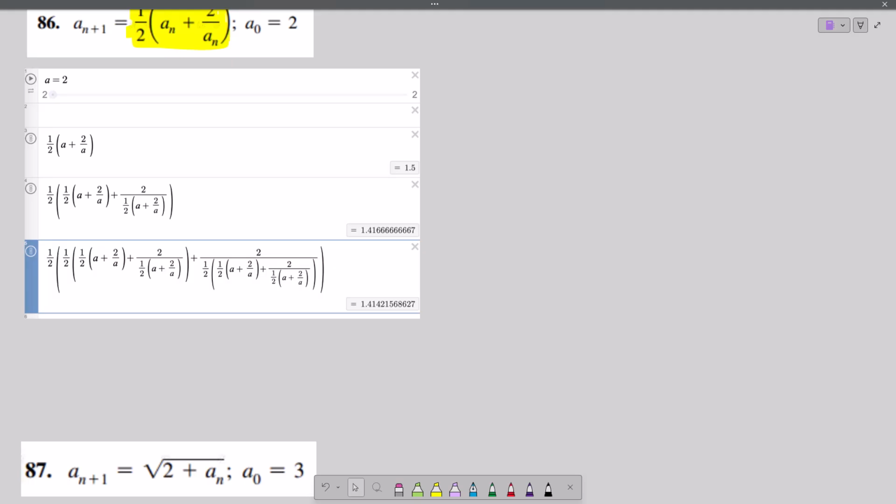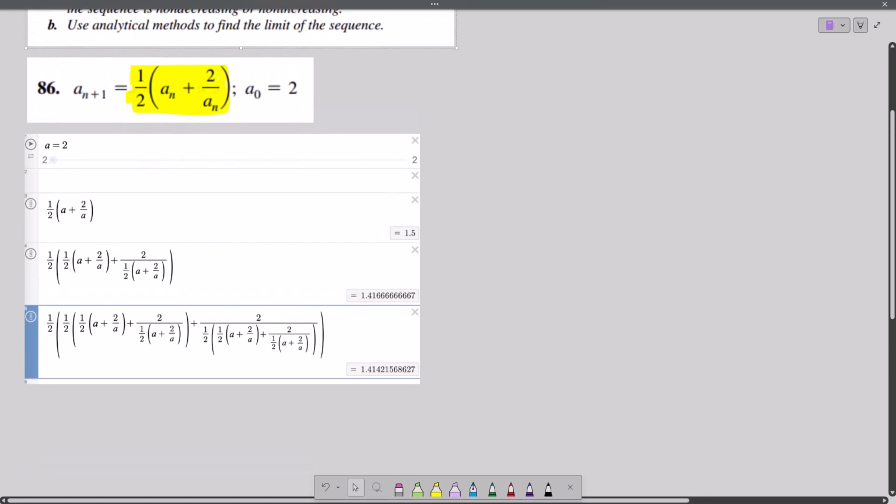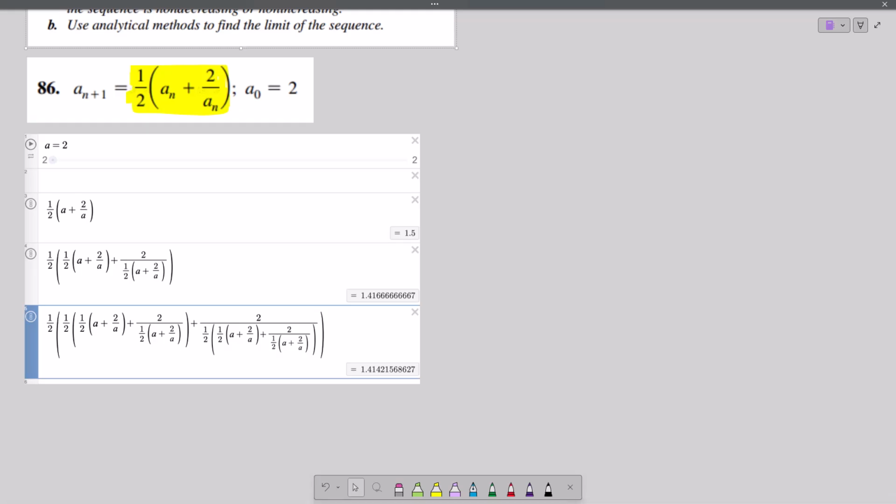2, 1.5, 1.4 and change, 1.4 and less change. We know that it's going down. We know it's bounded by 0. Therefore, we know the limit exists. So now the question is, how do we find the limit? We talked a little bit about this on Tuesday. If you have a recursive sequence and you know it converges, or you strongly suspect it converges, you can use that little trick we talked about on Thursday, which is to take the limit of both sides up here.